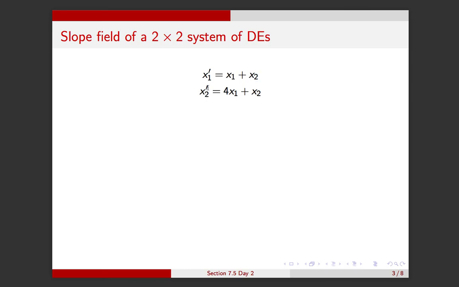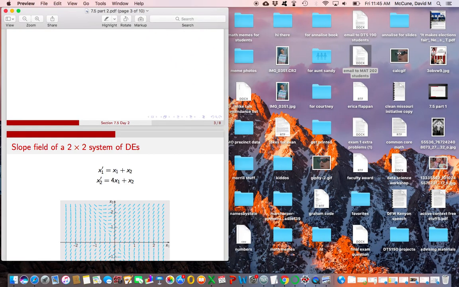What's the slope of x2 at time 1 or time whatever? The slope of x2 at that time is 4 times whatever x1 is at that time plus the value of x2 at that time. So for a given time, you can get a slope vector, right? A slope for x1 and then a slope for x2. Two pieces of data giving you a vector, and you can draw a slope field off of that. Let me just show you what that looks like.